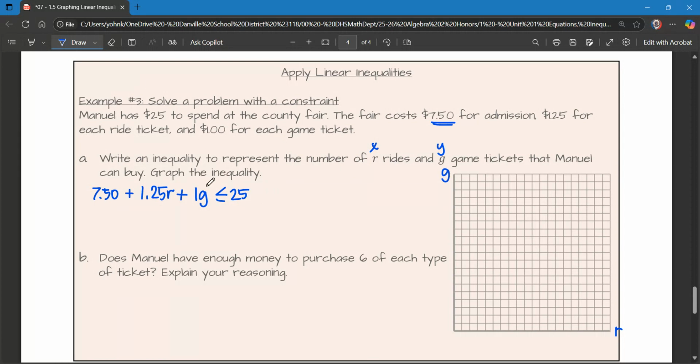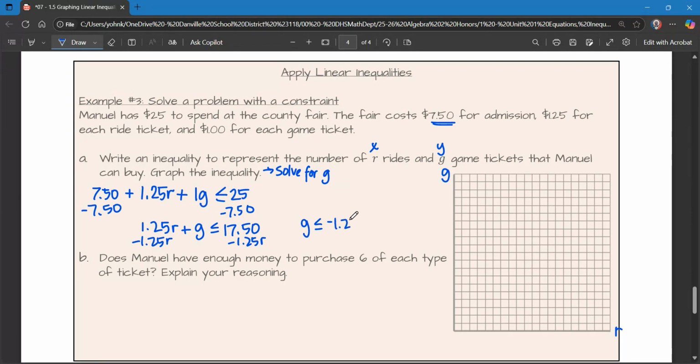Now, in order to graph this inequality, I need to solve for y, but there is no y to solve for. I can solve for g. So I'm going to solve for g, and this is going to help me graph it. So let's subtract 7.50 from both sides. That gives me 1.25 r plus g is less than or equal to 17.50. And then if I subtract the 1.25 r from both sides, I get G is less than or equal to negative 1.25R plus 17.50. This is what I'm going to use to graph.